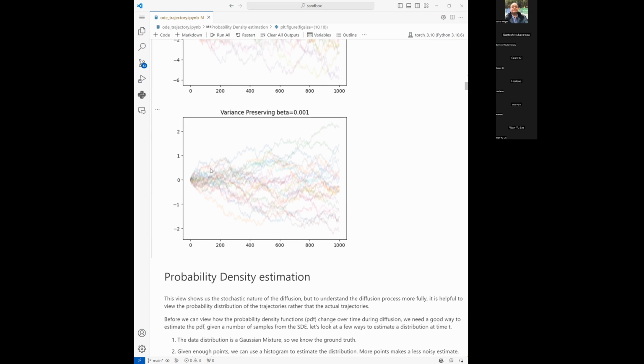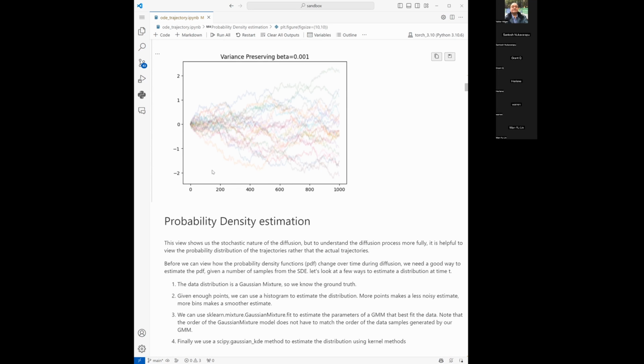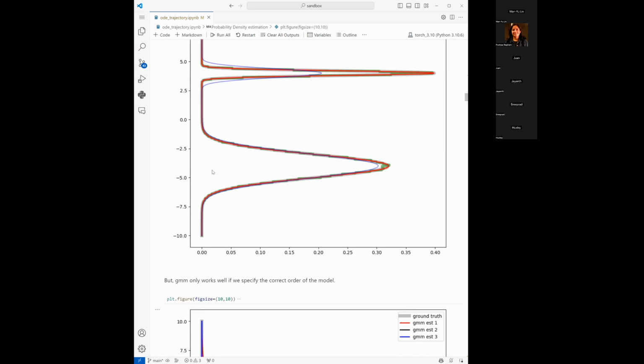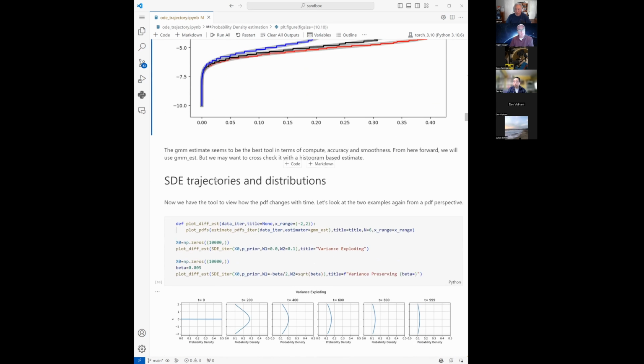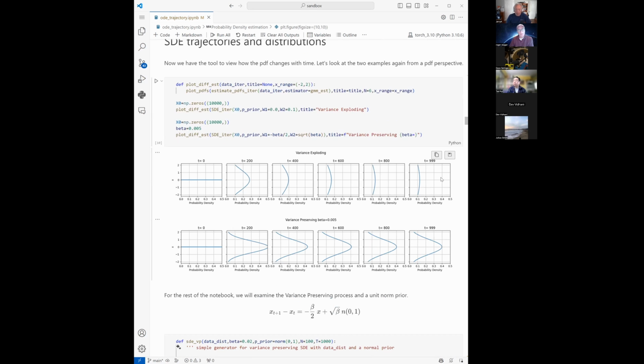And what's your starting distribution and what is your ending time, big T? In this, we go up to 1,000. Okay. And the starting distribution is a point probability mass at 0.